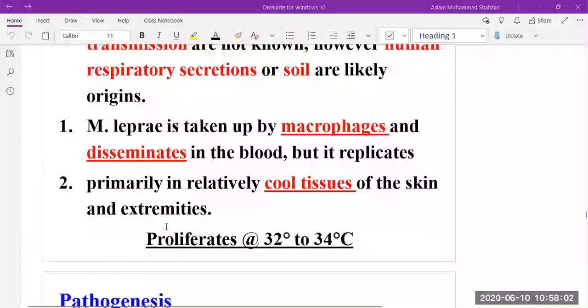When this microorganism comes inside the body, macrophages take it up and it spreads through the blood, and then goes to the peripheries, to different parts. It usually stays in the cool tissues, in the extremities, in the peripheral areas, where the temperature is around 32 to 34 centigrade.